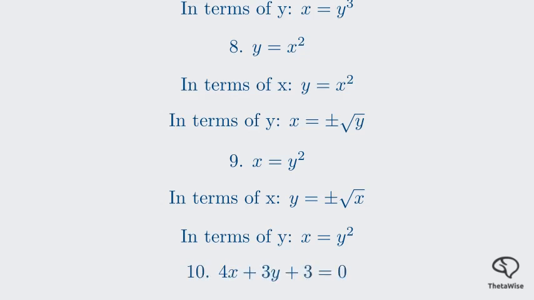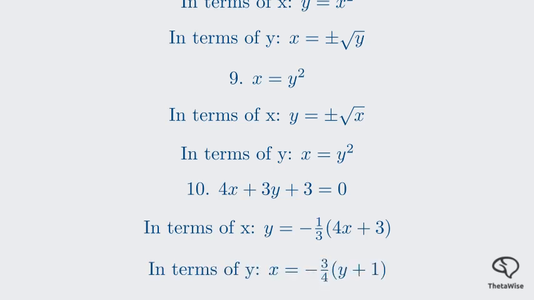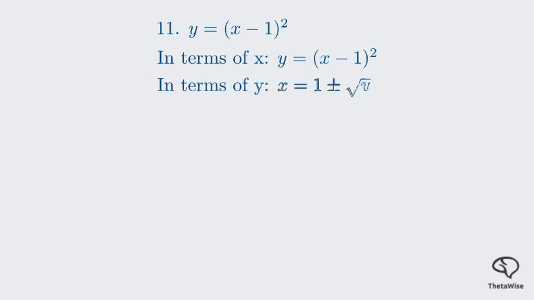Now for a linear equation, 4x plus 3y plus 3 equals 0. For the y form, we solve for y by subtracting 4x and 3, then dividing by 3. For the x form, we solve for x by subtracting 3y and 3, then dividing by 4. We have two more equations to rewrite. For y equals x minus 1 all squared, the y form is given. To find the x form, we take the square root of both sides, giving us plus or minus the square root of y equals x minus 1. Then we add 1 to both sides, which gives x equals 1 plus or minus the square root of y.